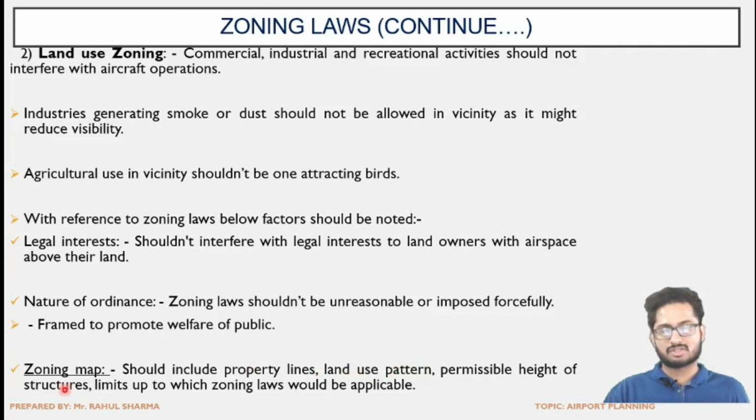Permissible height of the structures, that is what is the extent up to which the height of the construction is allowed in the vicinity of the site, and the limit up to which zoning laws would be applicable, that is up to what extent, up to what space or area the zoning laws are applicable. All these various measures are represented in the zoning map.